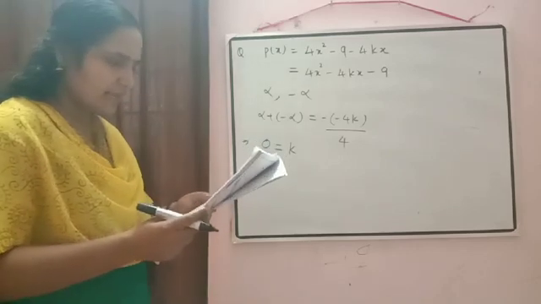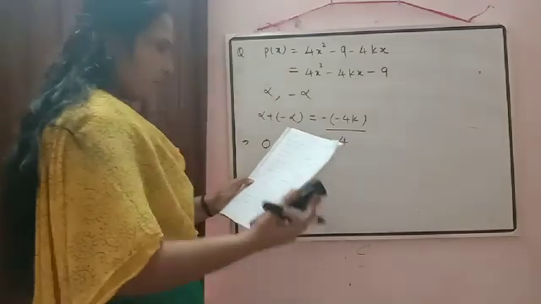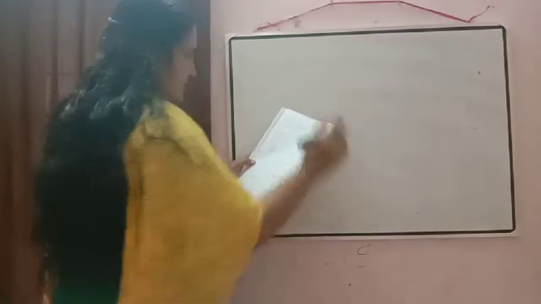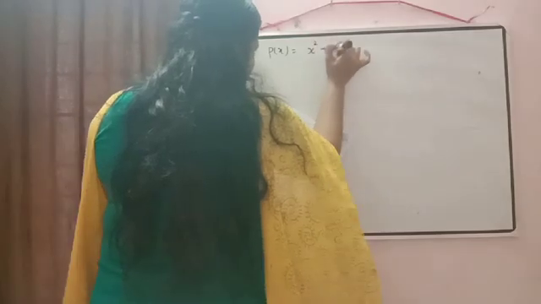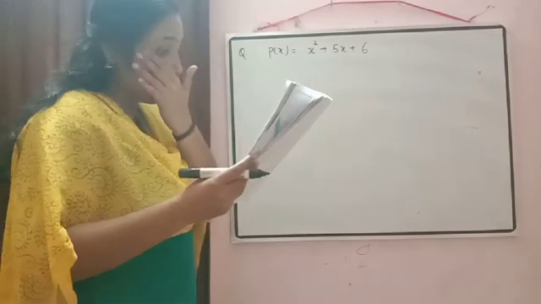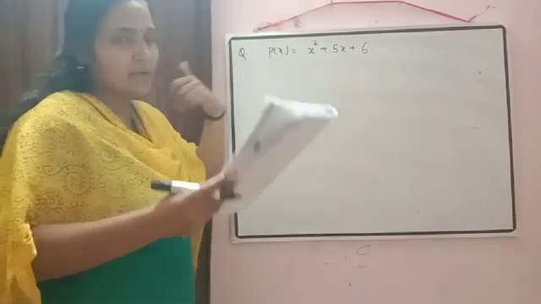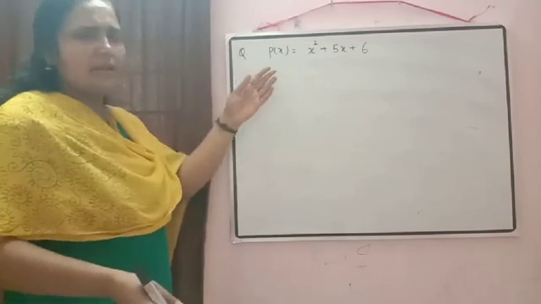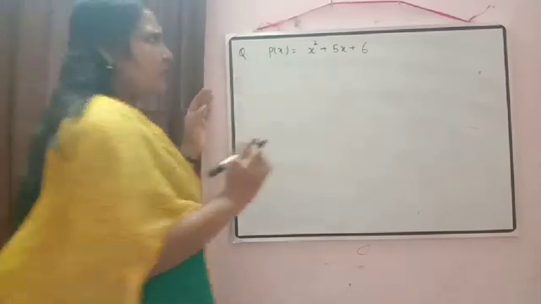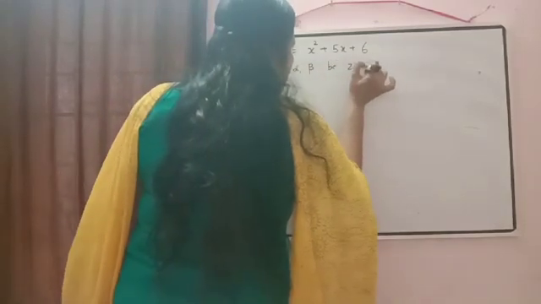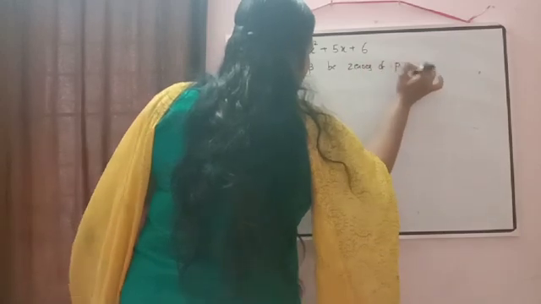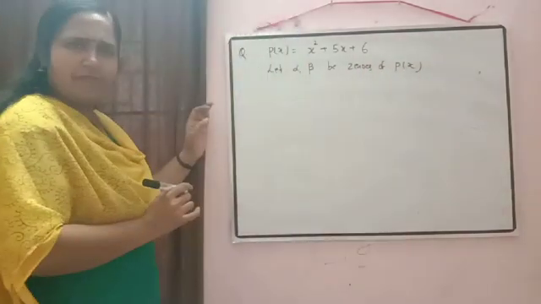Okay, then the next question is written. Find a quadratic polynomial whose zeros exceed the zeros of, suppose p of x is equal to x square plus 5x plus 6. We have to frame another polynomial whose zeros exceed the zeros of this polynomial by 2. At present you don't have to calculate the zeros of this polynomial. You just write down there, let alpha and beta be the zeros of p of x.